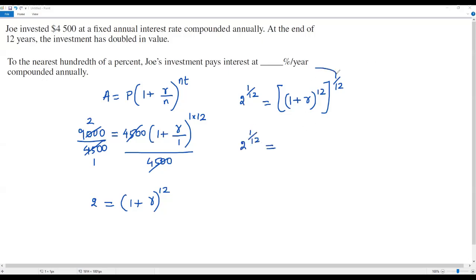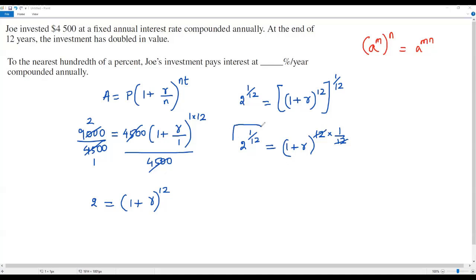Here I can use the power of a power rule in exponents. That is, if we have base A with exponent M, and for the complete expression again the exponent N, we can multiply the two exponents and get A to the power M times N. Here we have the base (1 + R) with exponent 12, and for the complete expression the exponent 1 over 12. So we multiply these two exponents and get (1 + R) to the power 12 times 1 over 12. So this 12 will cancel out.